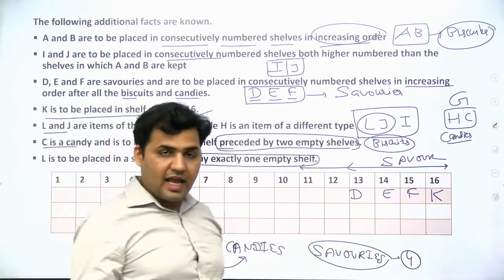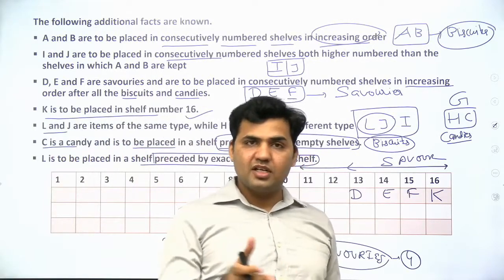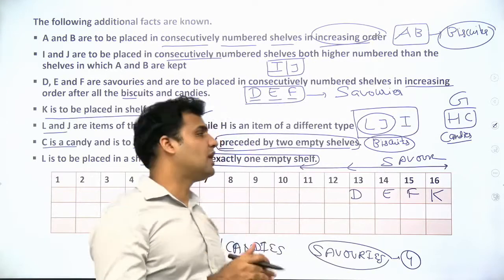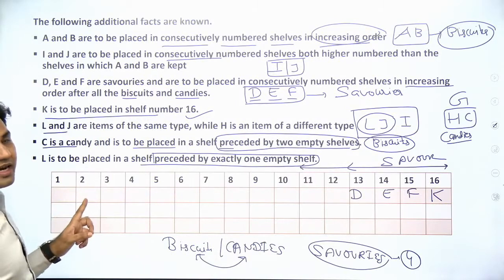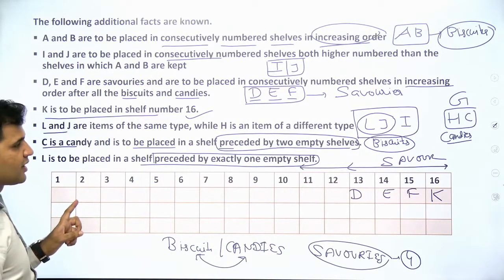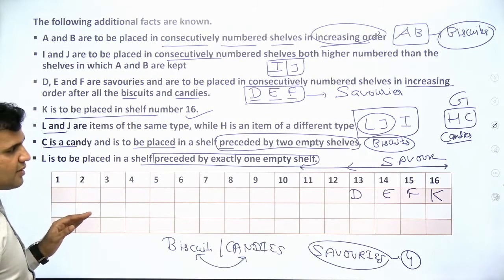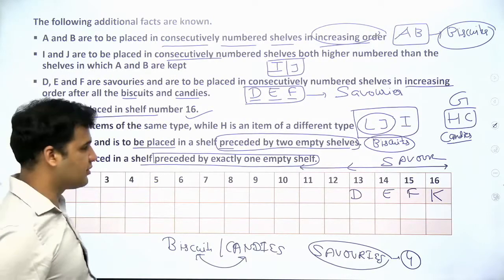So L has to be preceded by 1 empty shelf, C has to be preceded by 2 empty shelves. Now tell me whether the biscuit will come here first or the candies will come here. We do not know that, right? It can be biscuit as well as it can be candy. So you'll have to make all the possible cases.